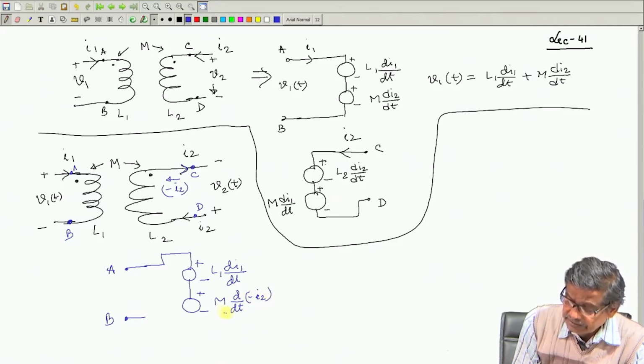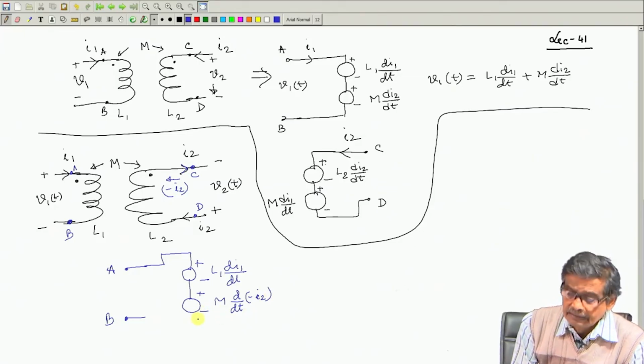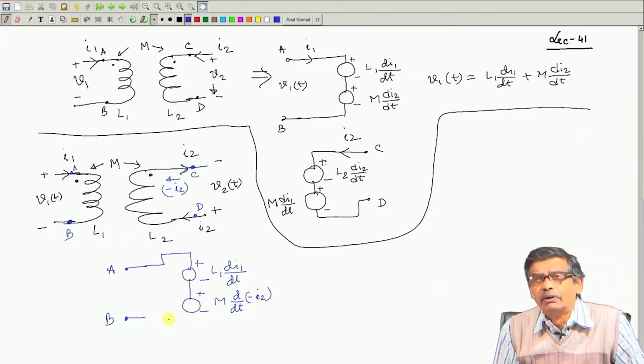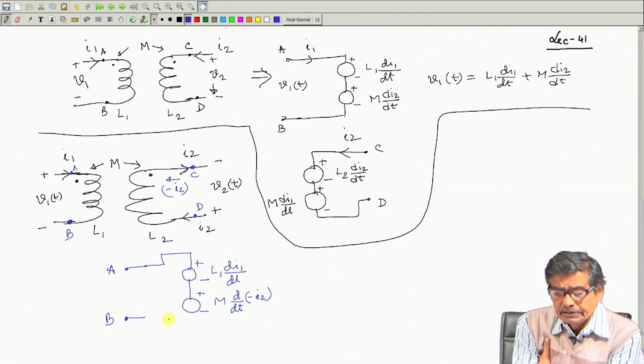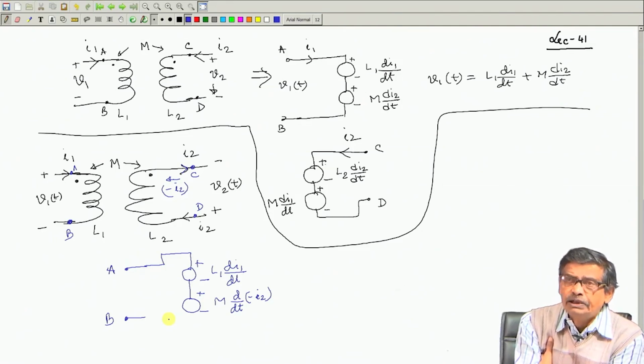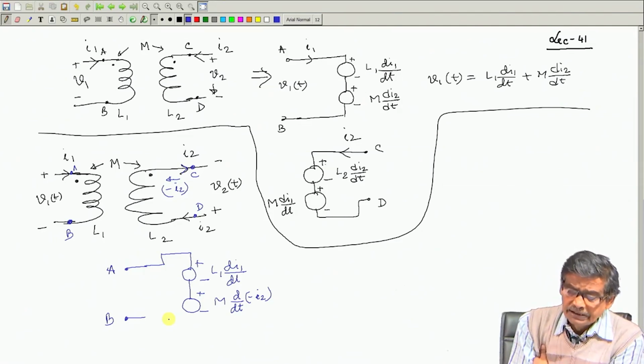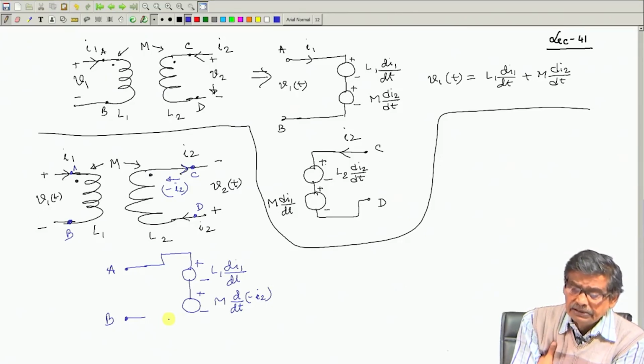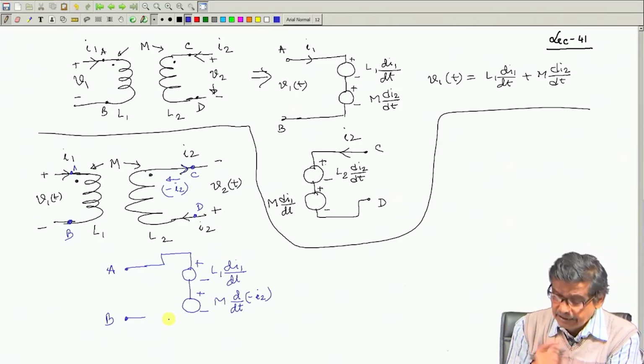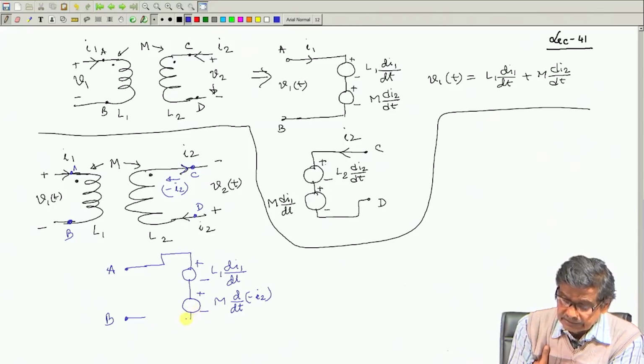Got the point? This is the point I want to make. Therefore, I will remember only one thing: through the dot, if current enters, the other dot terminal will become plus, provided these two coils have got mutual inductance M, and then this is the circuit.